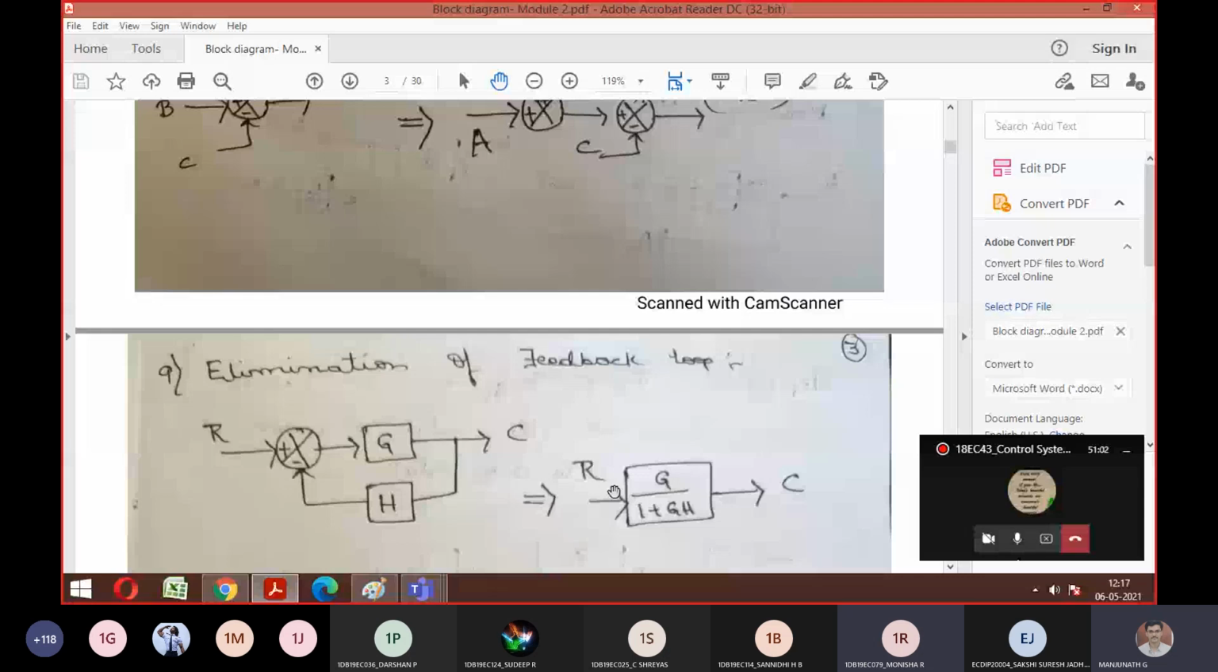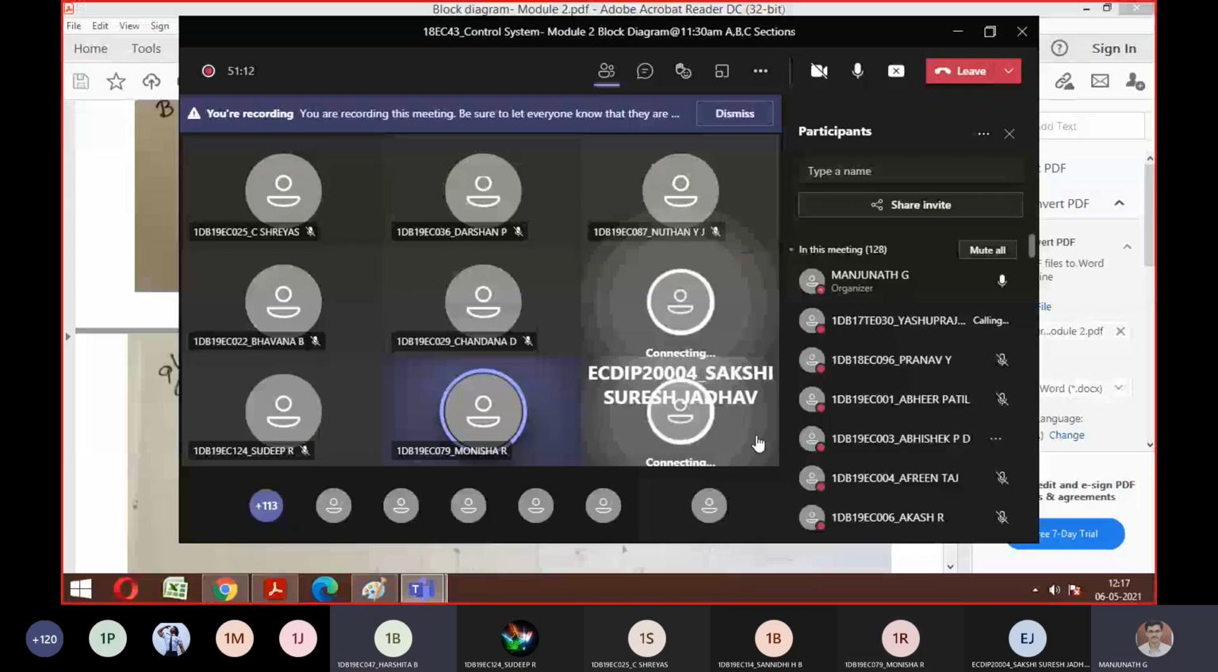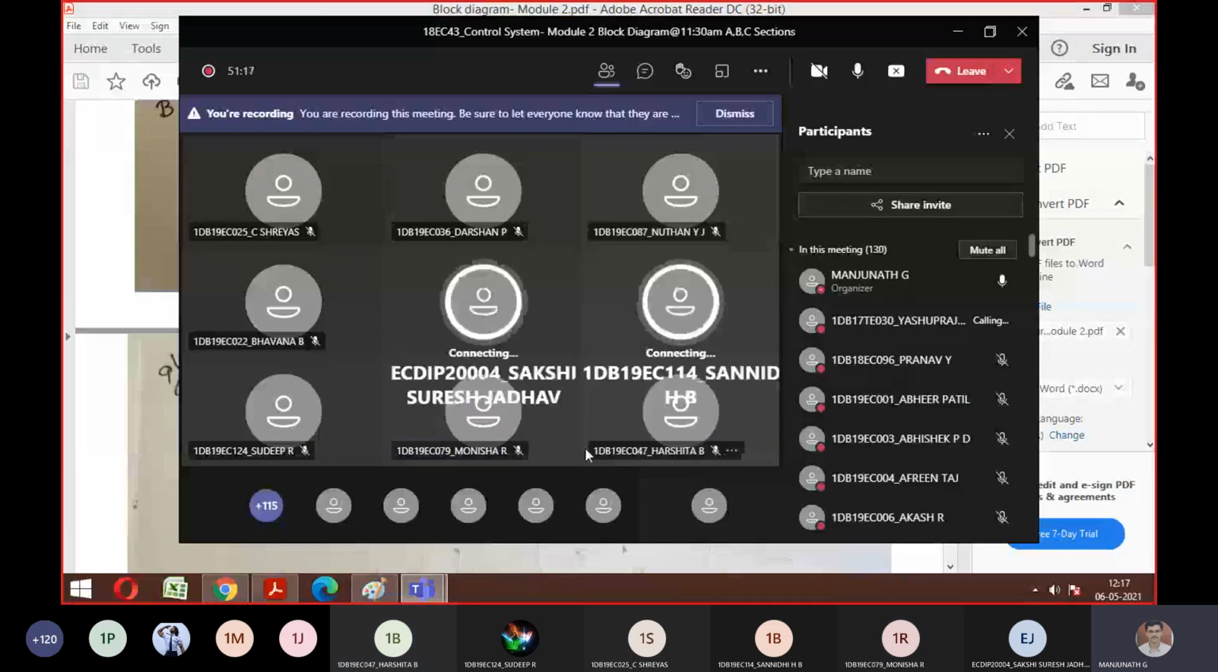So one example for closed loop. I told you, if you're not talking, mute yourself. Whenever you want to talk, unmute. Otherwise it's not required because it creates background noise and will disturb everyone.